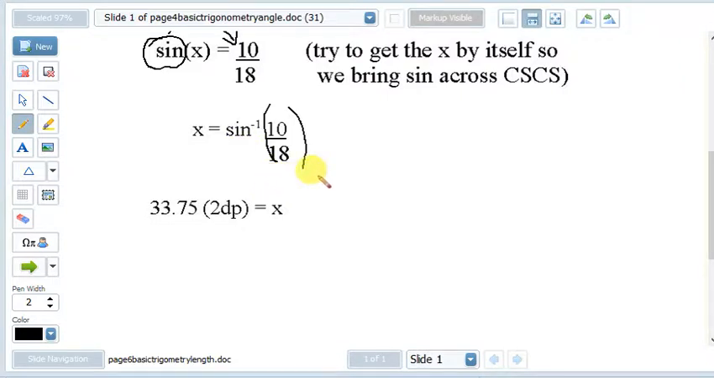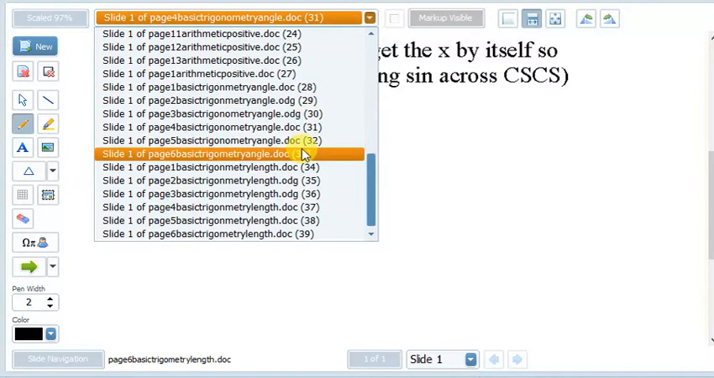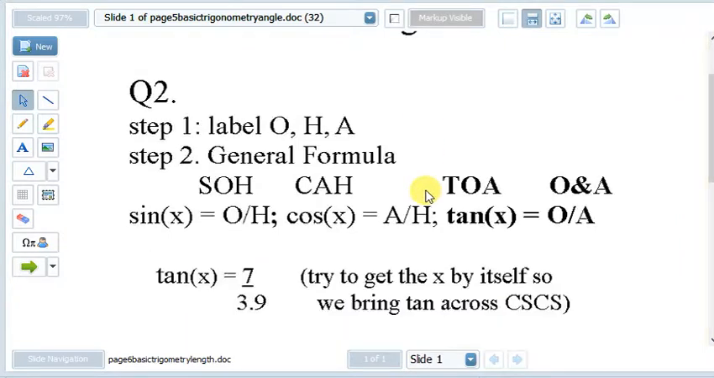If you've got any questions with that, just get in touch with us via the link in the description of the video. Okay, so sine to the minus 1 of 10 over 18 equals 33.75, and that's to 2 decimal places. Okay, so now let's have a look at question 2.